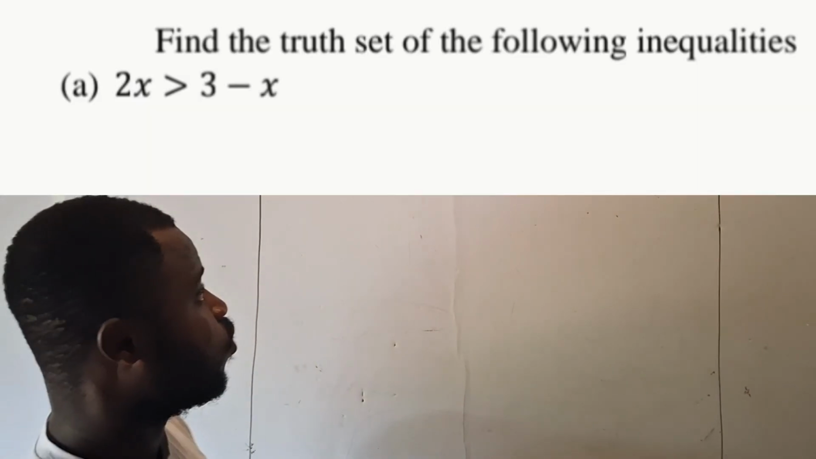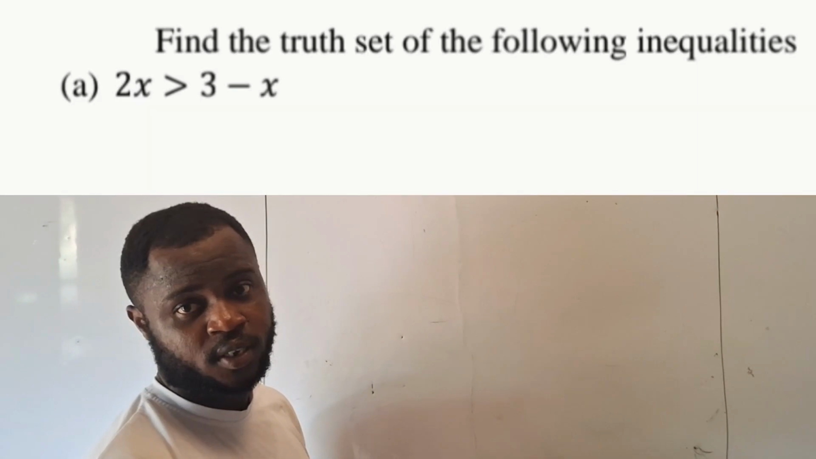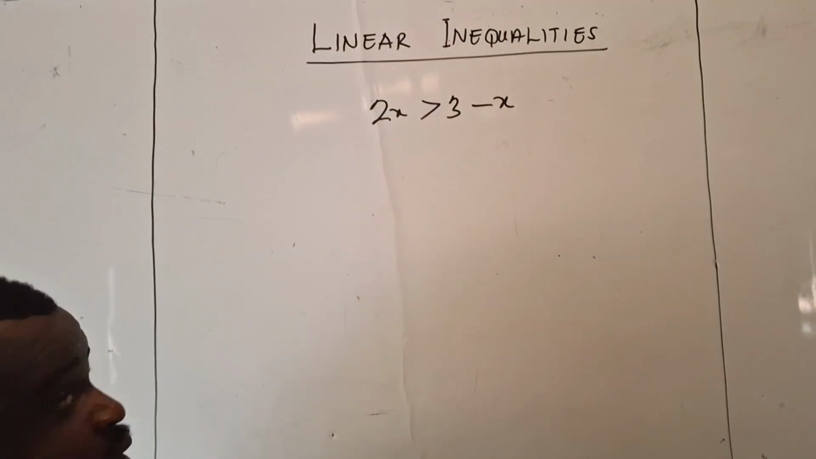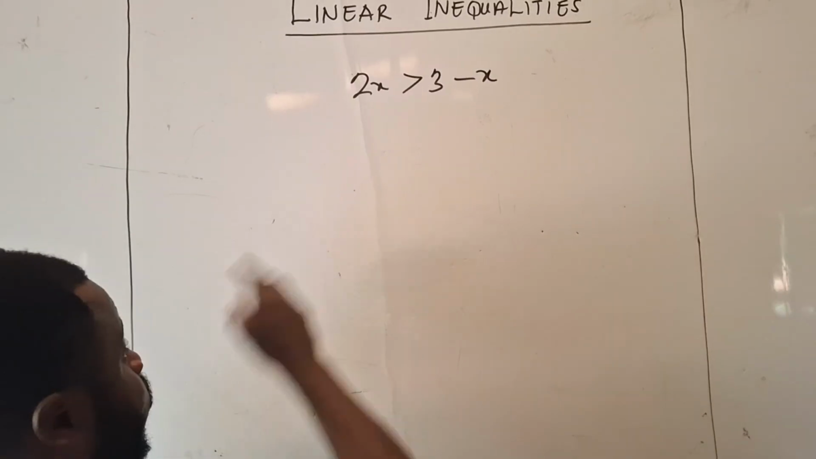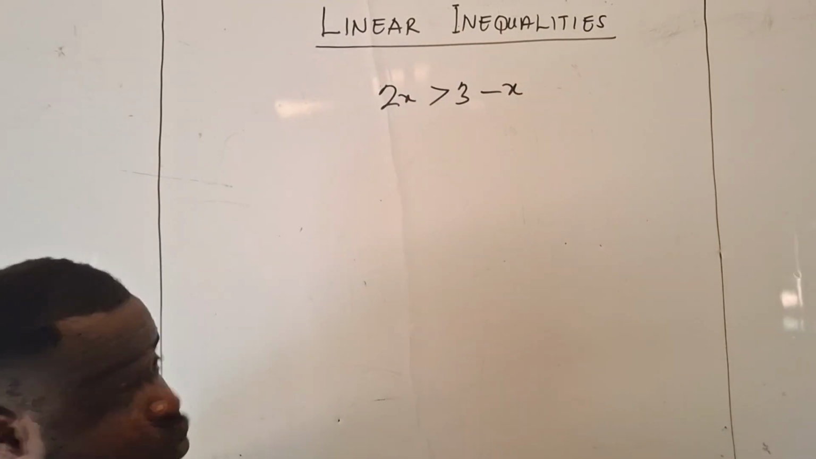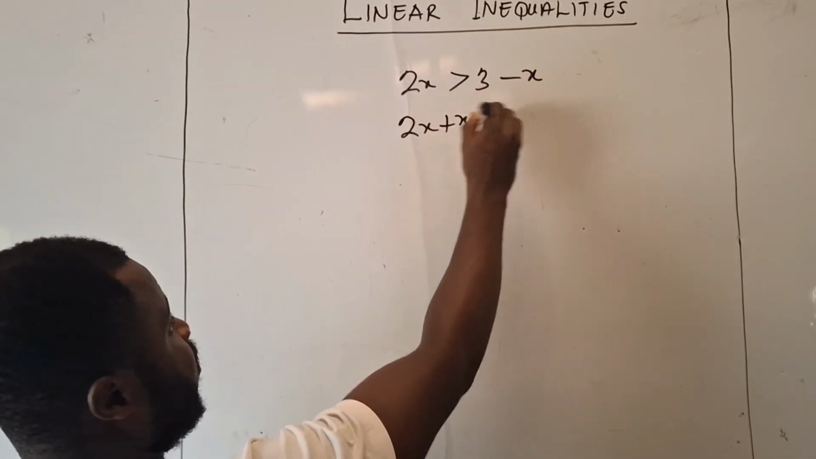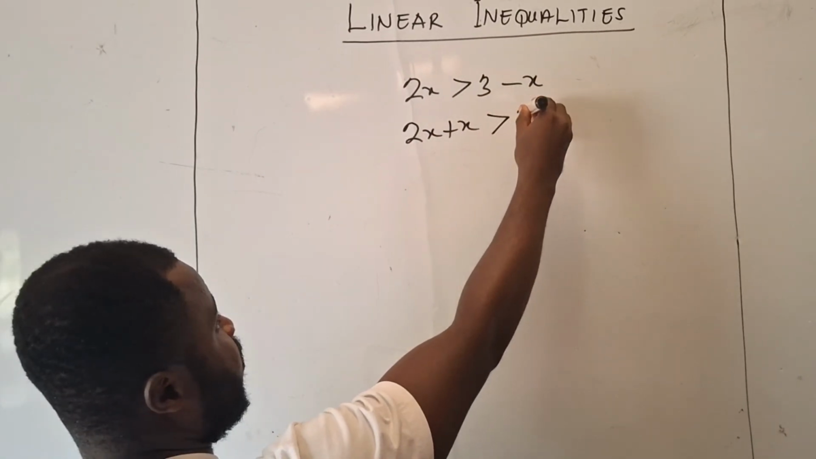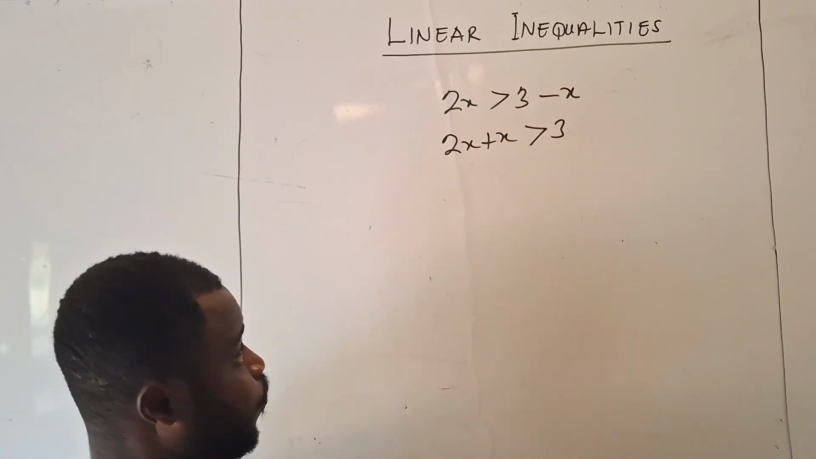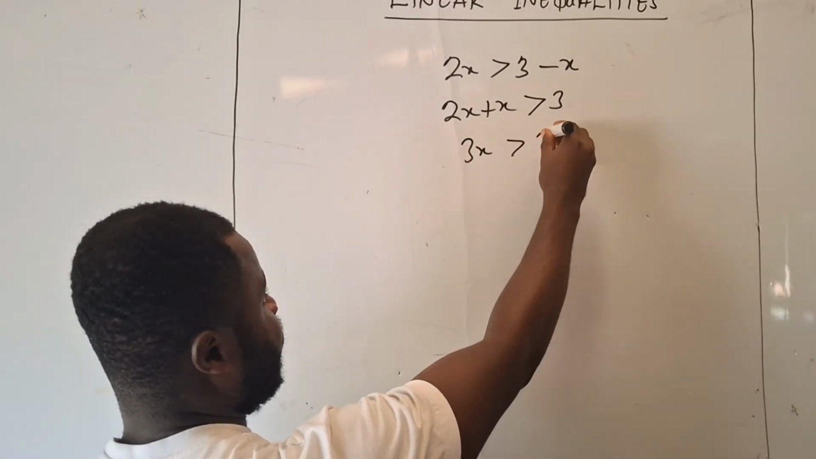In this question, we have to find the truth set of 2x greater than 3 minus x. We are going to apply the equation principle: group like terms. Instead of the equal sign, you see the greater than sign. So the negative x is going to cross the operation sign. We are going to have 2x plus x greater than 3, since the negative crossing the greater than sign becomes plus. So 2x plus 1x will give us 3x greater than 3.